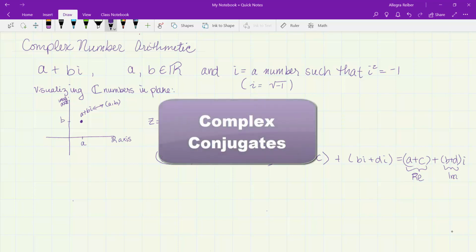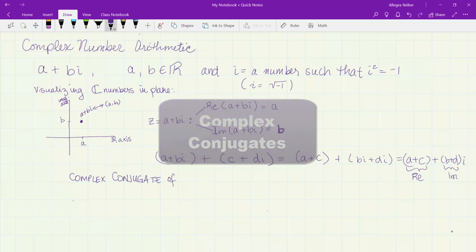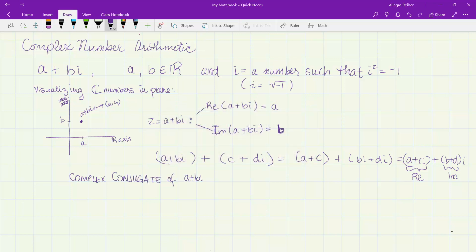Every complex number has a conjugate. So the complex conjugate of a number a plus bi is the number a minus bi.